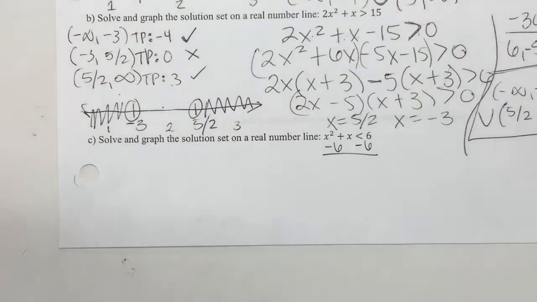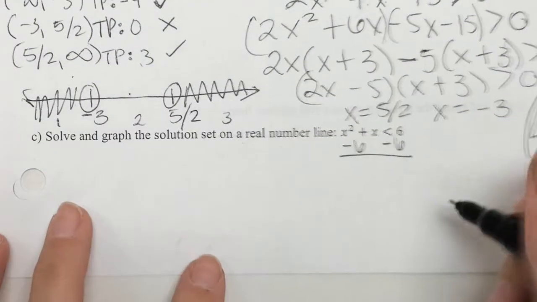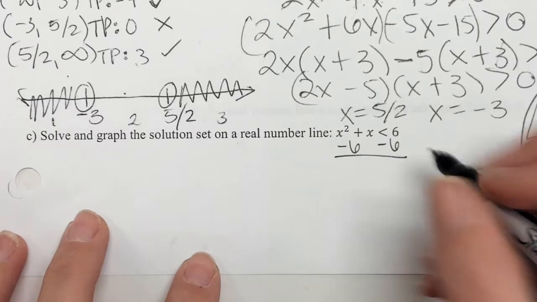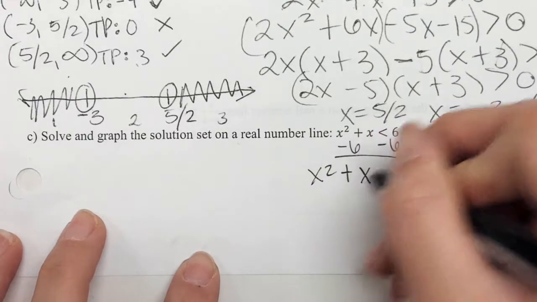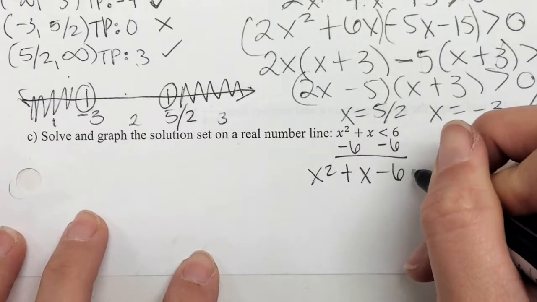Subtract 6 because we want 0 on the other side. Tell me how to write this in order. x squared plus x minus 6. Keep going.